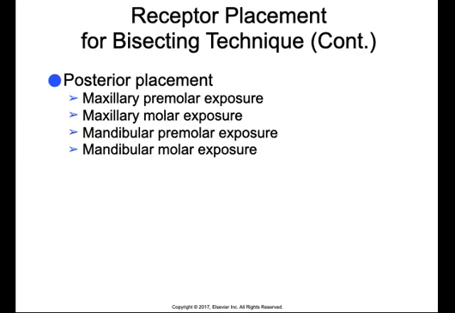Okay, so for the posterior placement, we'll end up with 2 maxillary premolar exposures, 1 on the left, 1 on the right, 2 maxillary molar exposures, 1 on the left, 1 on the right, and then 2 mandibular premolar exposures and 2 mandibular molar exposures. Always remember the posterior receptors are always placed horizontally.